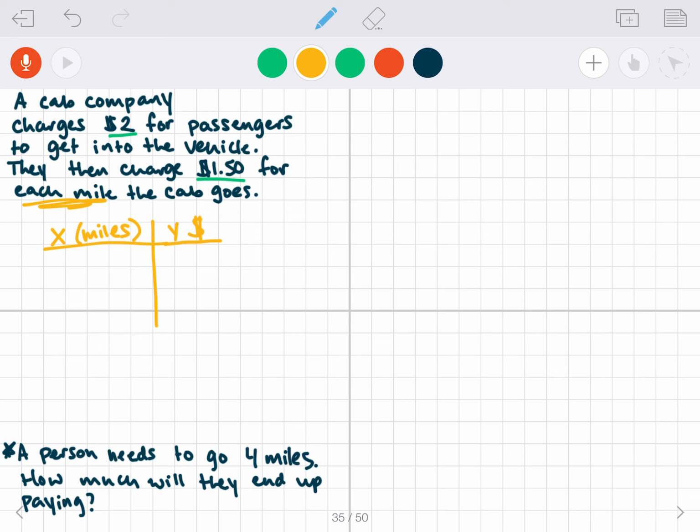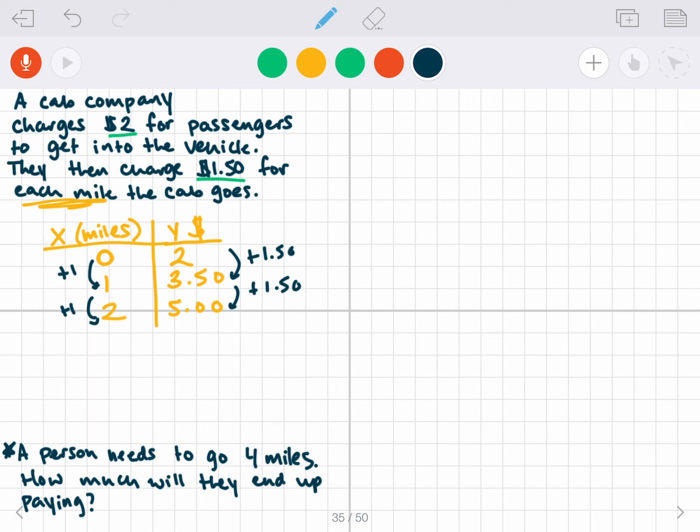So it says the company charges $2 to get in the cab. Well, that means that at 0 miles, that person is being charged $2. Okay, and then after every mile, they're charging $1.50 extra. So after 1 mile, it's going to be 2 plus $1.50, which is $3.50. After 2 miles, another $1.50 gets added to that, so that's $5, and so forth. So we can see what the pattern is here, and we can write an equation. So as x goes up by 1, y is going to go up by $1.50.